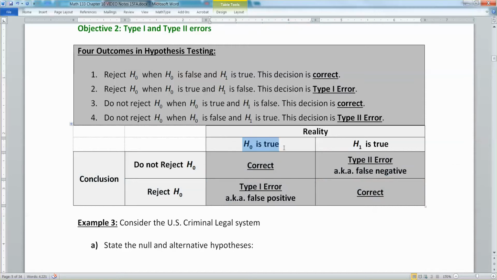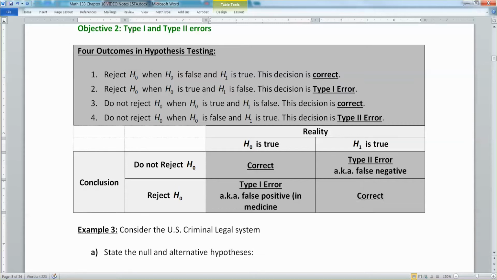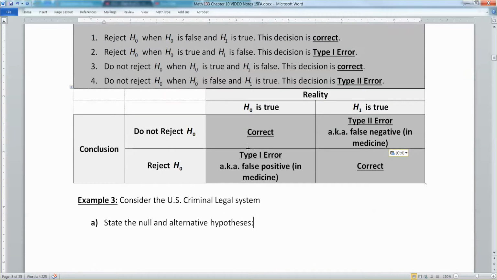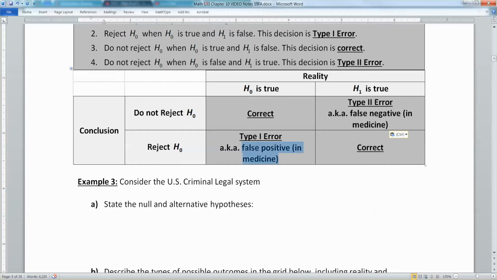Okay, so if H naught was true, and I did not reject it, that would be a correct decision. If H naught was false, but H1 was true, the alternative is true, and I did not reject the null hypothesis, that would be a type 2 error. And if I did reject the null hypothesis, that would be correct. These are called false positives in medicine, I should say. They're not false positives, false negatives all the time. It depends on what you've set up to be your null and alternative hypotheses. But in medicine, we often, not always, call them false positives and false negatives.